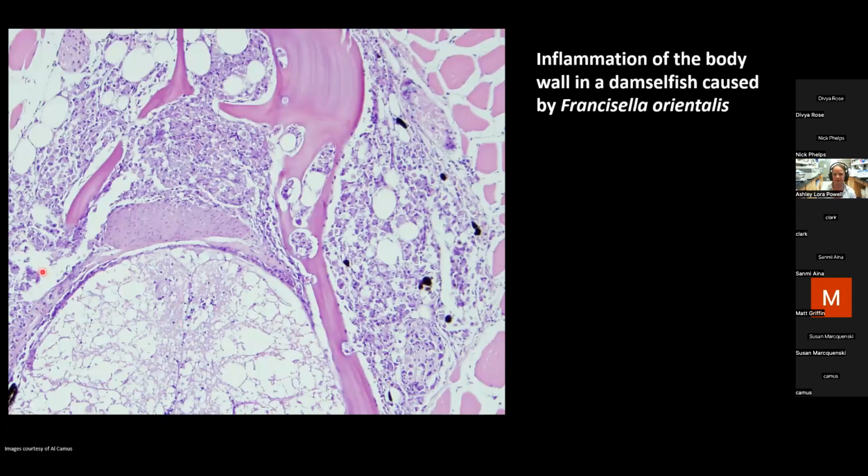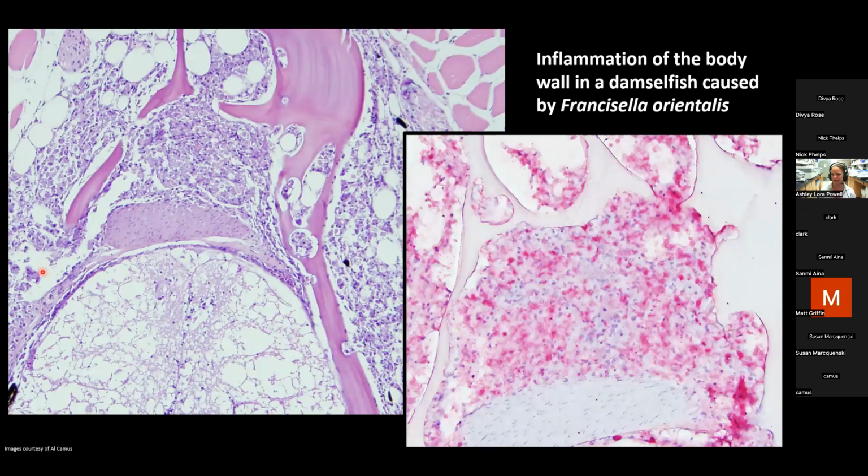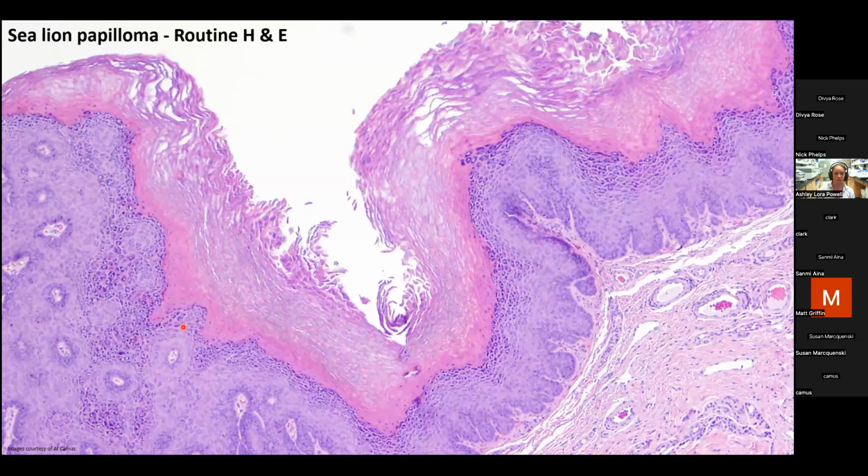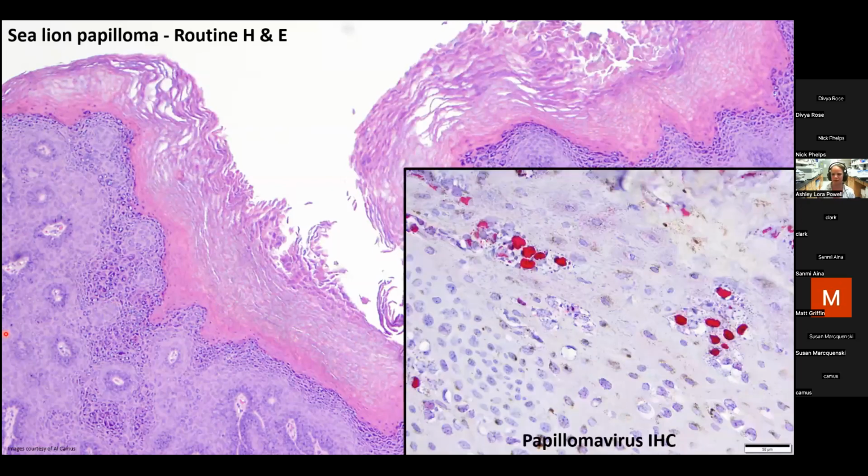Immunohistochemistry can also be used to detect hard to see organisms. This is a case of Francisella within a damselfish. Normally the bacteria are very difficult to visualize, but highlighted with a Francisella marker, you could see the positive immunoreactivity over on the image to the right. Viruses as well.